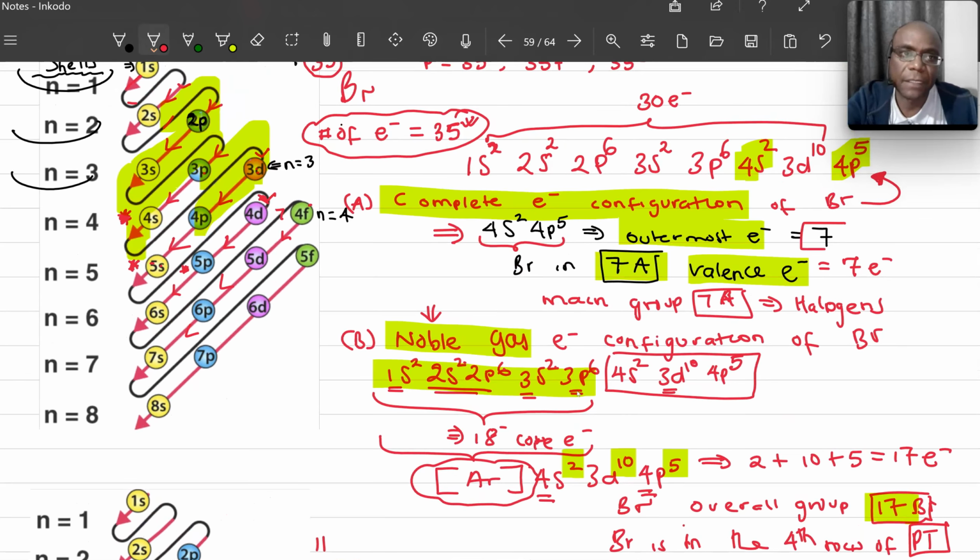It also has a valency of 7. So you expect that chlorine and bromine and fluorine will all have a valency of 7, and they will be in the same column.